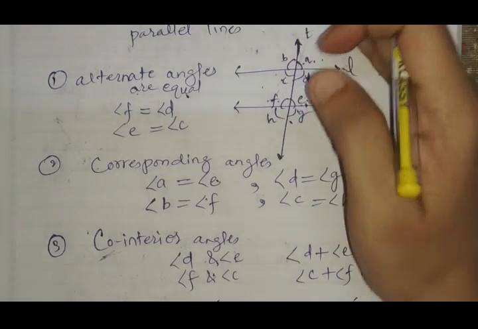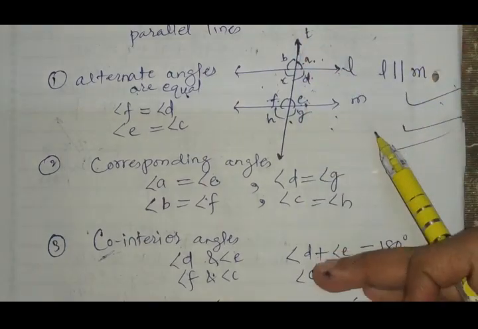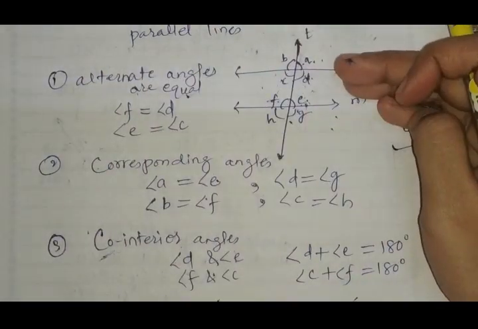So in this way, if the transversal cuts two parallel lines, then these are true and the converse is also true here. Hope you have understood it.